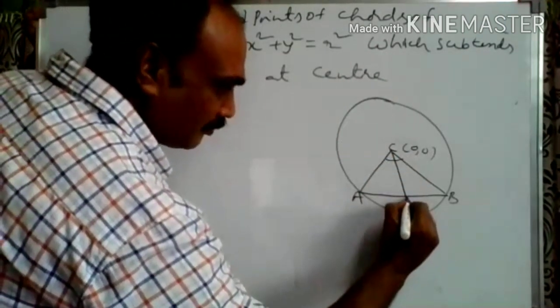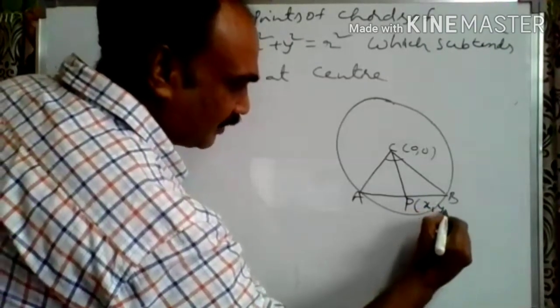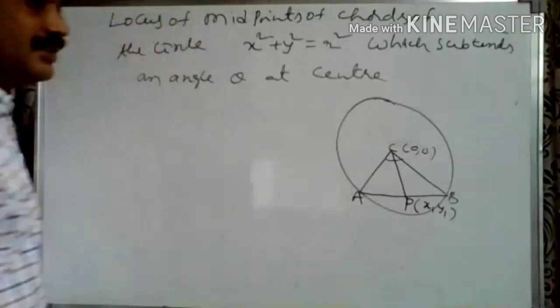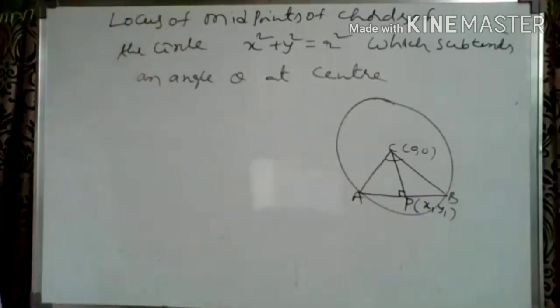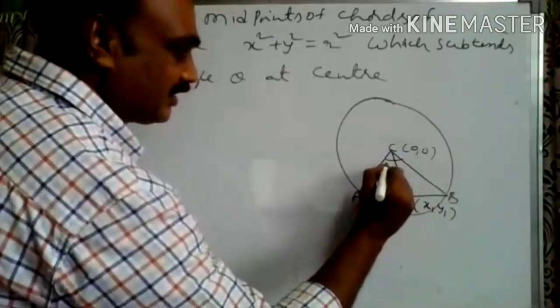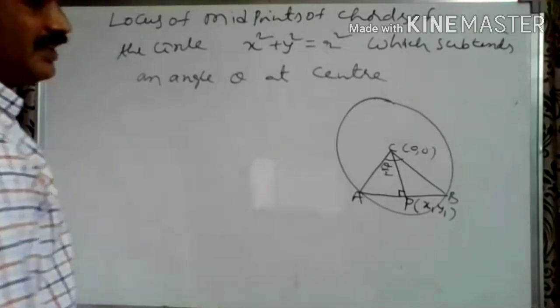This is the midpoint of the chord. Let the point be P x1, y1. Here the angle is 90 degrees. The total angle is theta, so this angle is theta by 2. Okay, students.